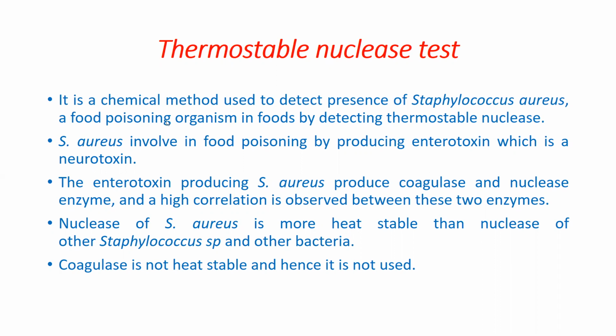So it is a food poisoning organism. If that organism is there, we can detect it by thermostable nuclease, this enzyme. Staphylococcus aureus is involved in food poisoning by producing enterotoxin, which is a neurotoxin. This bacteria produces that enterotoxin, which is neurotoxin in nature.